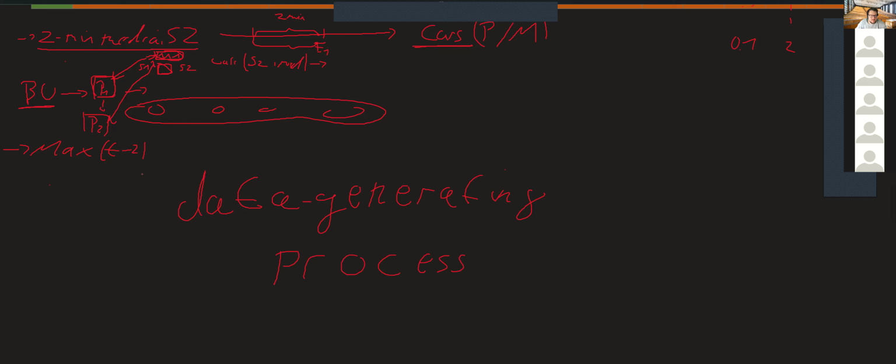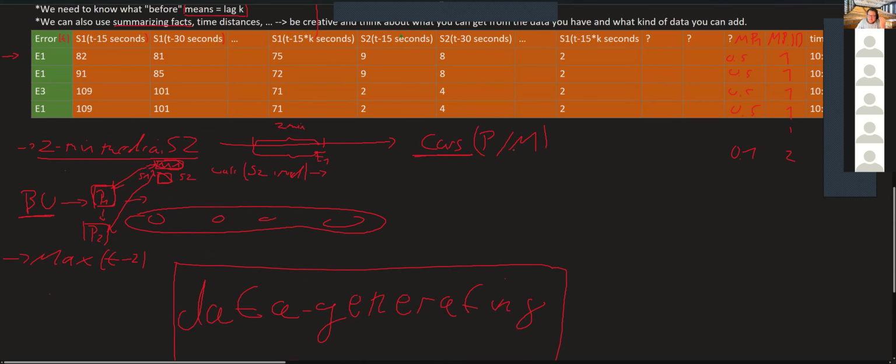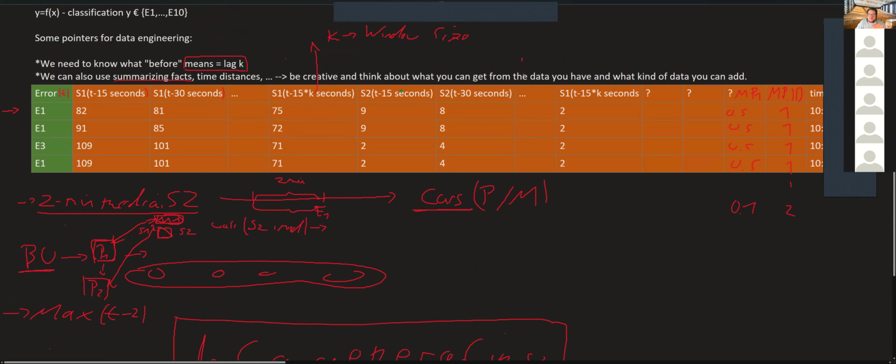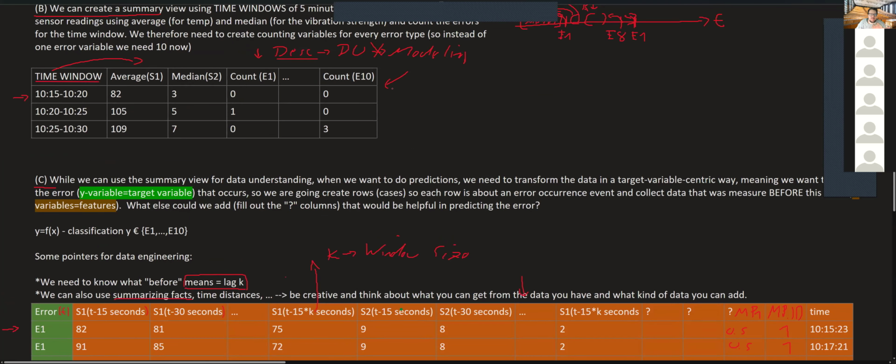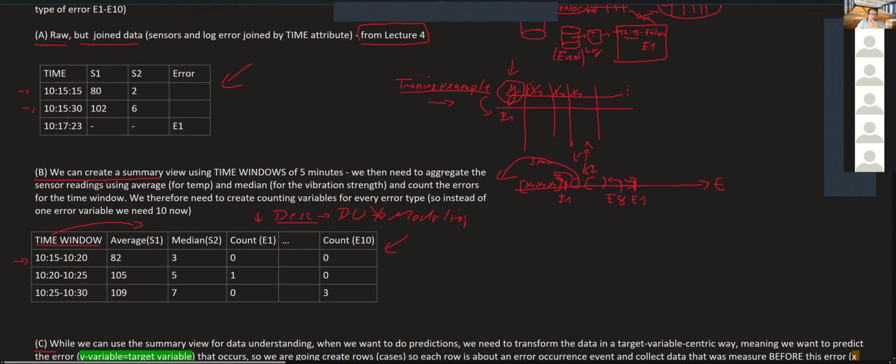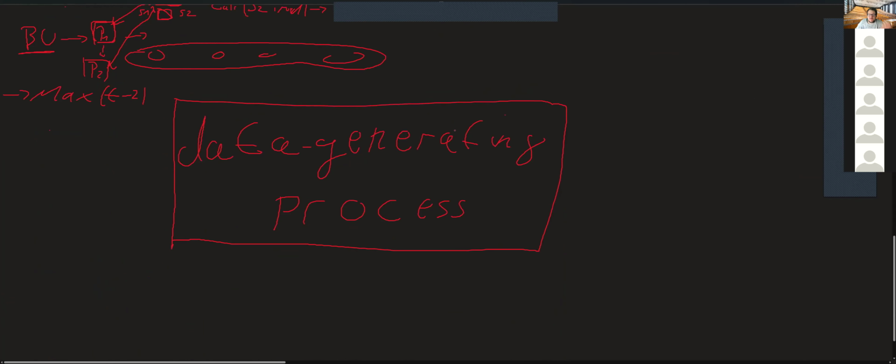Data generating process. You always have to at least think of what lies behind a data table like this. This is the raw data we get. What lies behind it? What is the data generating process?